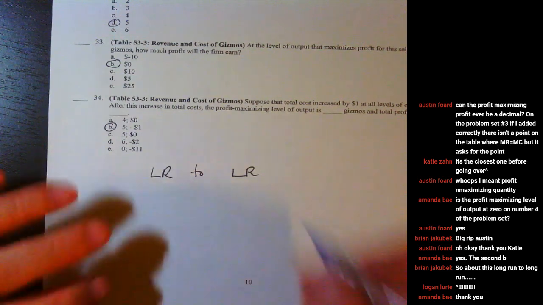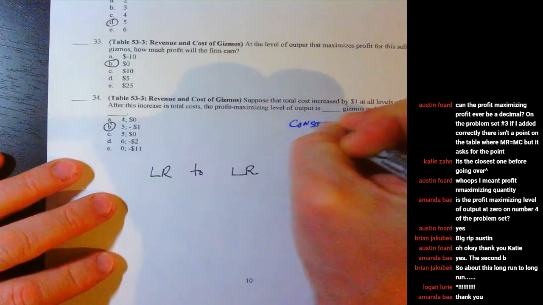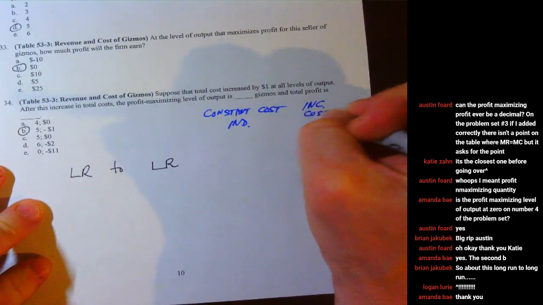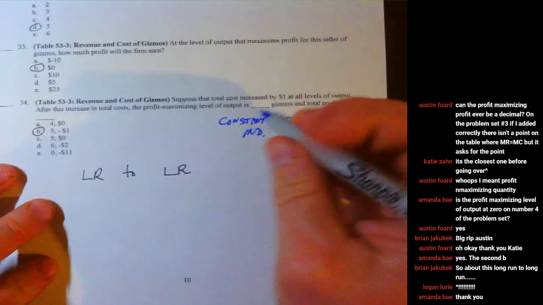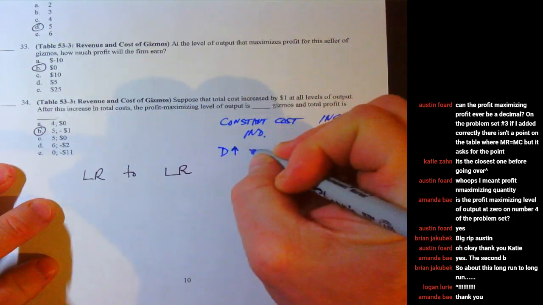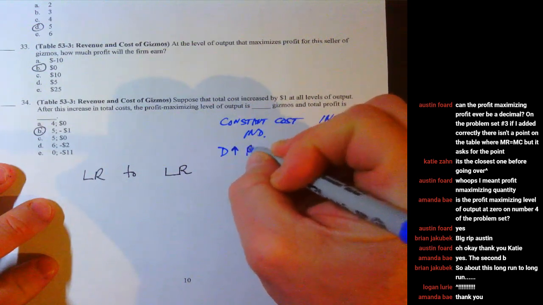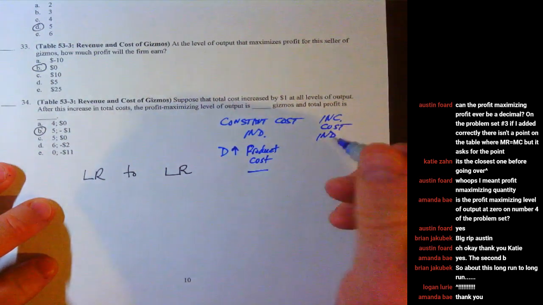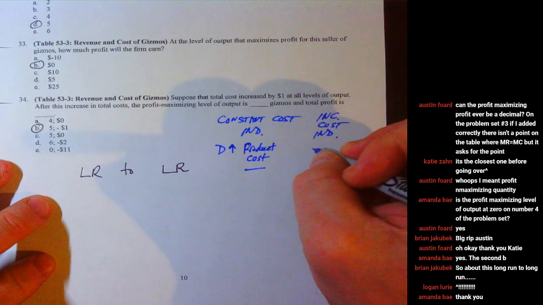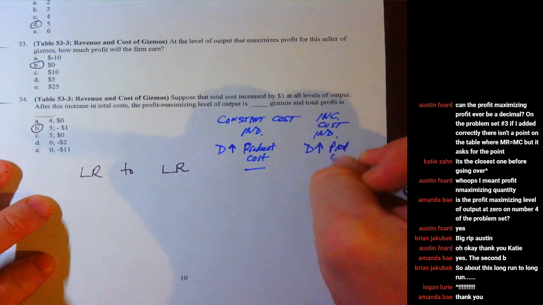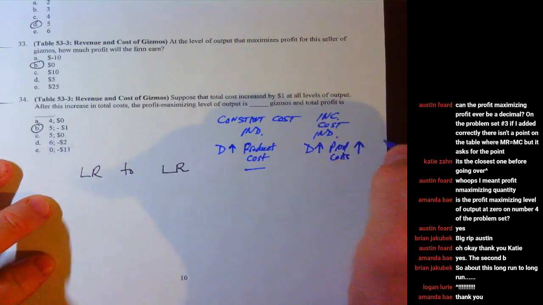Now, a couple things that I want to talk to you guys about when you see constant cost industry and then you see increasing cost industry. So a constant cost industry is when demand goes up, but production costs stay the same. Increasing costs is when demand goes up and then production costs go up. Okay?